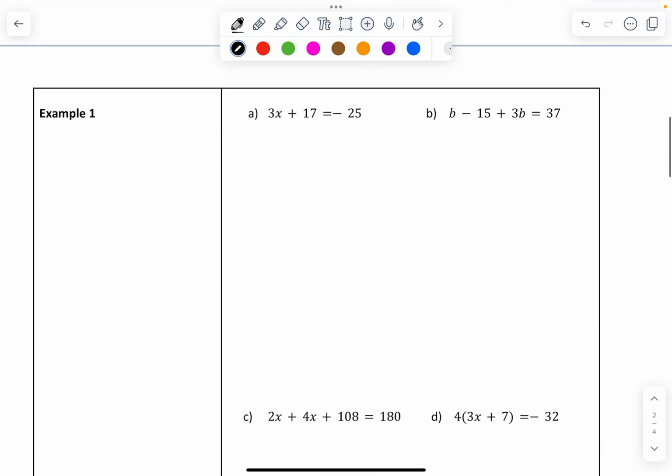Okay, so let's get into solving some. This is what your assignment's going to be on. I want to give you a heads up. There's things called inverses. These are like opposites.